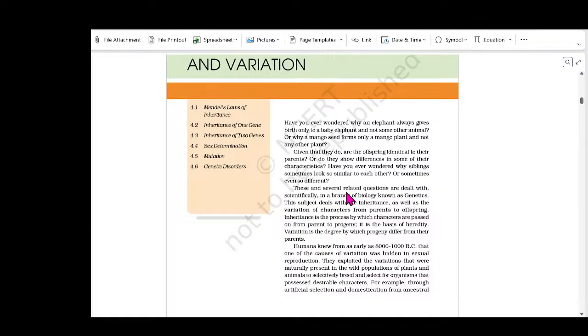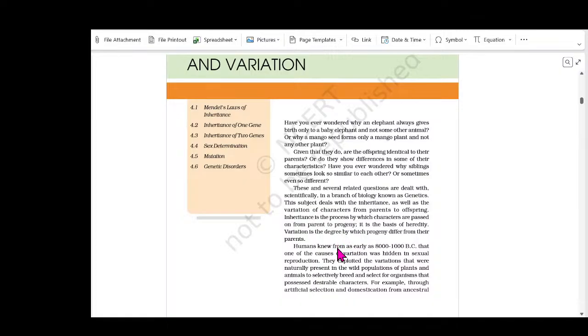These and several related questions are dealt with scientifically in a branch of biology known as genetics. This subject deals with the inheritance as well as the variation of characters from parents to offsprings. Inheritance is the process by which characters are passed on from parent to progeny. It is the basis of heredity. Variation is the degree by which progeny differ from their parents.